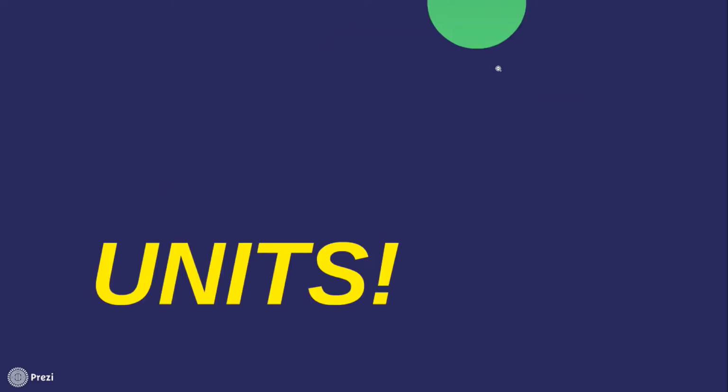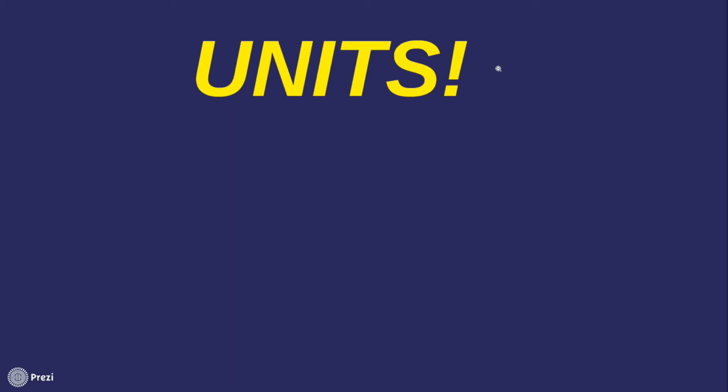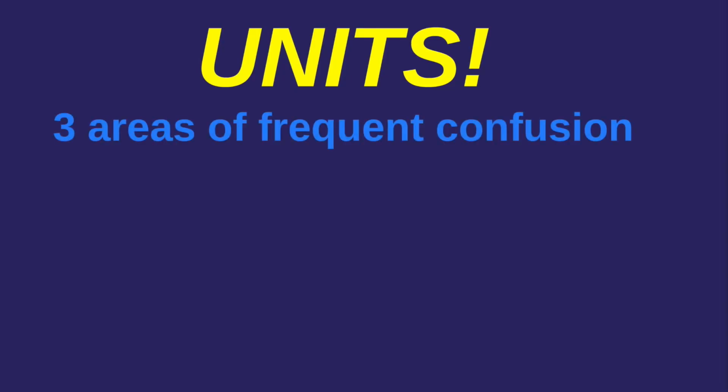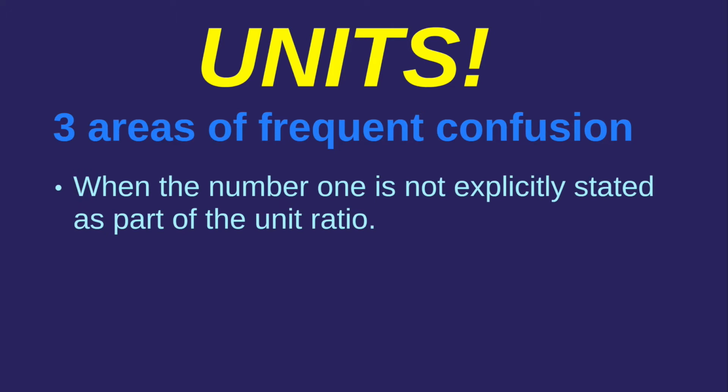So what are ratios used for? Units, you all know that. When units are ratios, there are three areas of frequent confusion that arise, and I want to go through these quickly before we go any further. The first is when the number 1 is not explicitly stated as part of the unit ratio. We're going to take a look at an example of this with speed in just a minute.